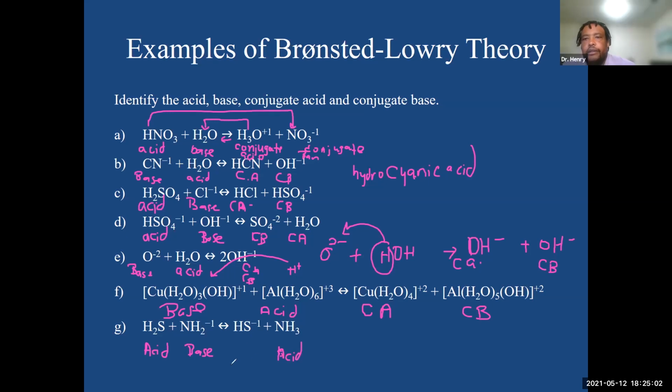And then the hydrogen sulfide would be the conjugate base.